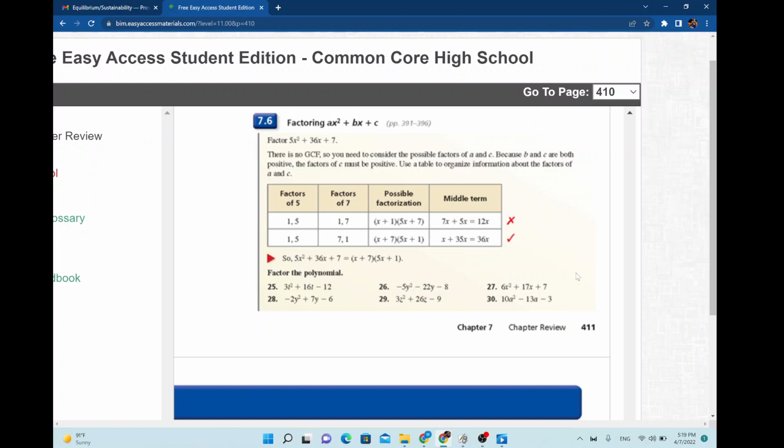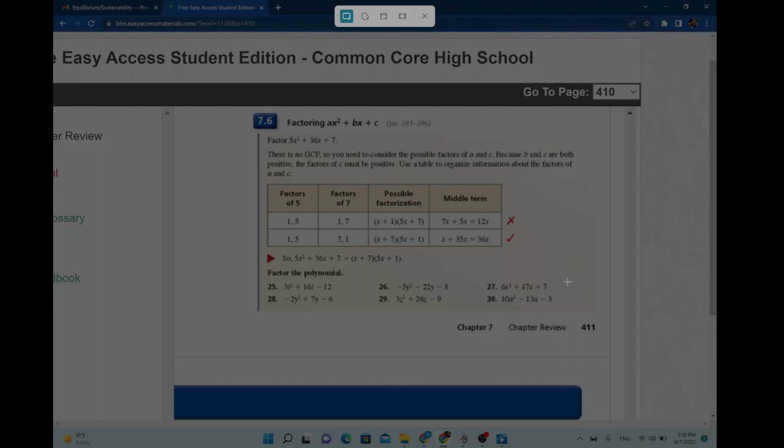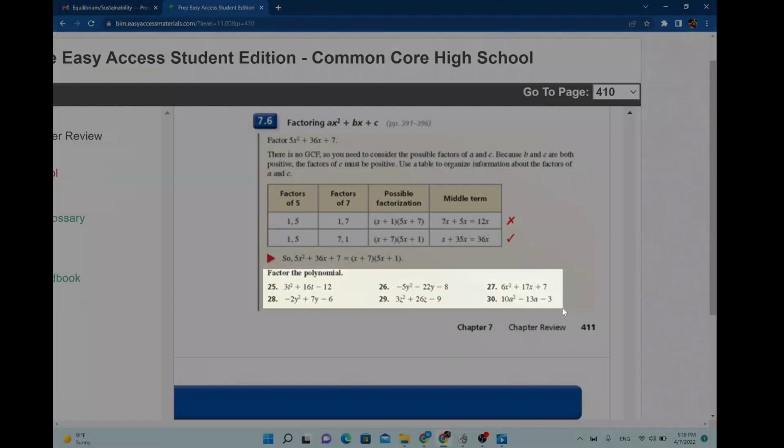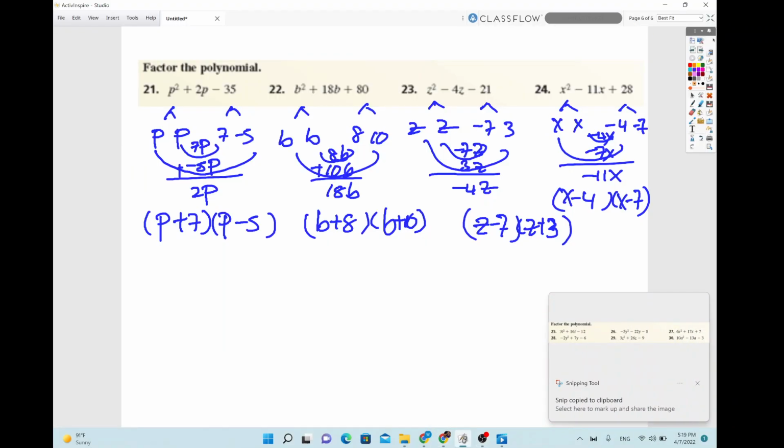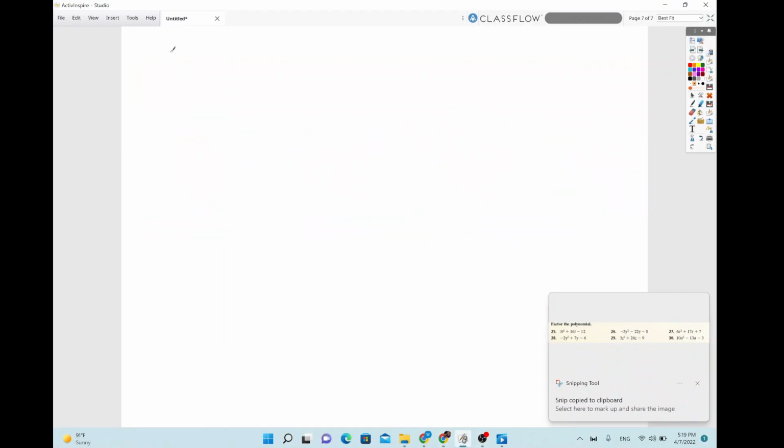Okay, so the next set of problems that I would like to show you. Again, I'm having trouble snipping the screen. So factor the polynomial, I'll just take all this. Okay, so the next type of problem.